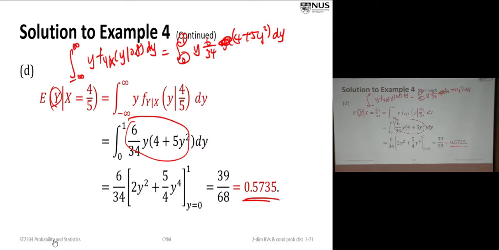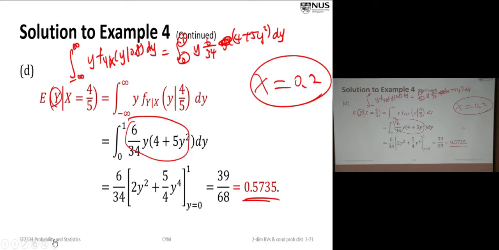You can redo everything by looking at, for example, x equal to 0.2. That means the business is not good. The drive-in facility is only 20%. Then how does the y behave? At the same time, ask what do you expect about the percentage of busy time? So repeat everything with x equal to 0.2 and then see what happened.